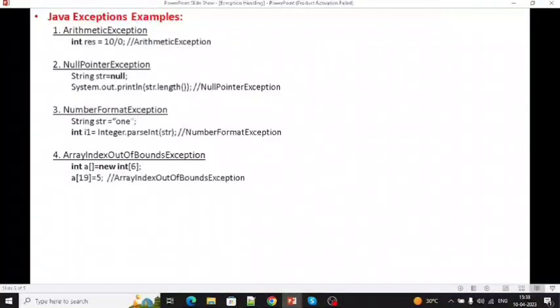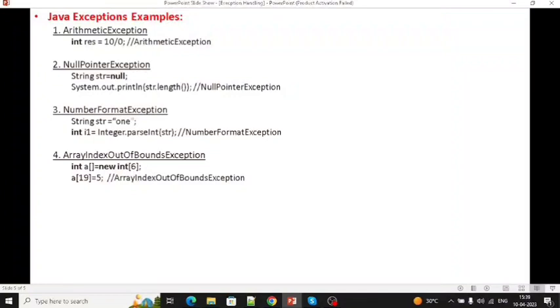The fourth example is ArrayIndexOutOfBoundsException, and here we have created one array A, and the capacity of this array A is 6, and here we are assigning 5 as a value to the 19th index and that index is not present there. So that's why we got ArrayIndexOutOfBoundsException.